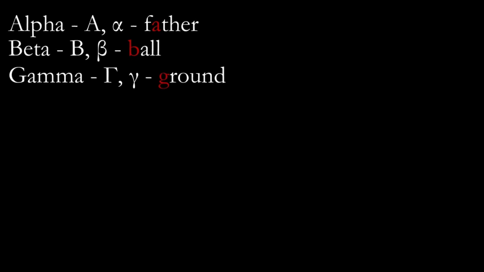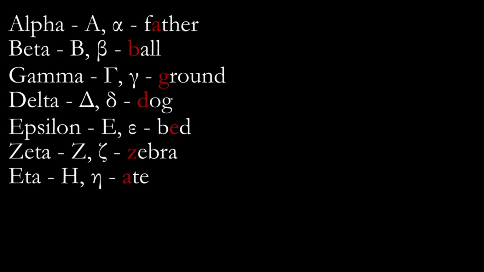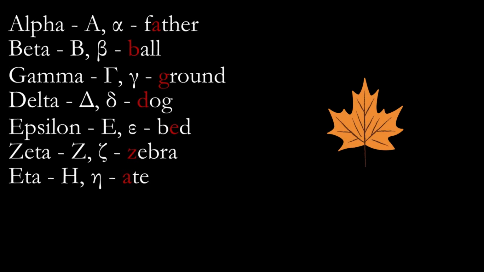Gamma makes the G sound like in ground. Delta makes the D sound like in dog. Epsilon makes the short E sound like in bed. Zeta makes the Z sound like in zebra. Eta makes the long E sound like the A in 8. Or if you're Canadian like me, you can just say A.